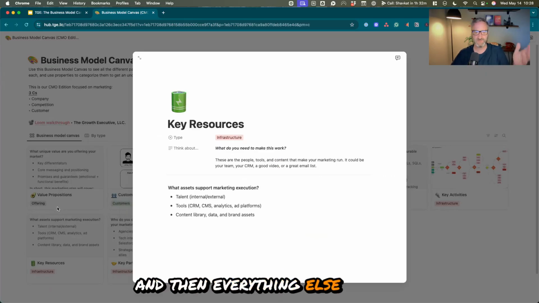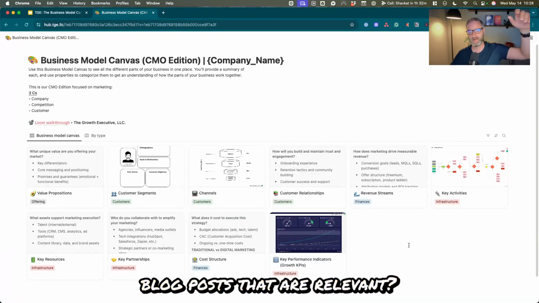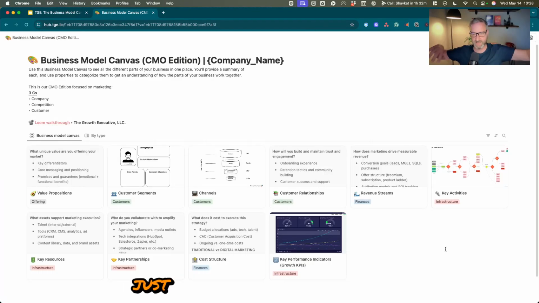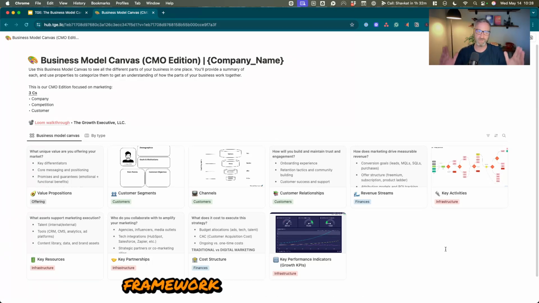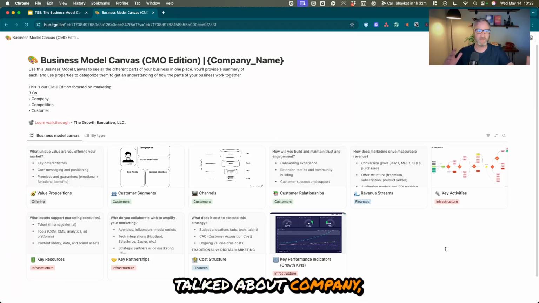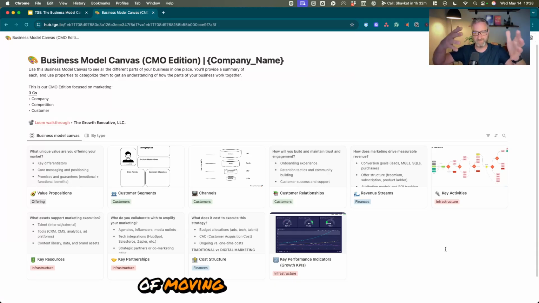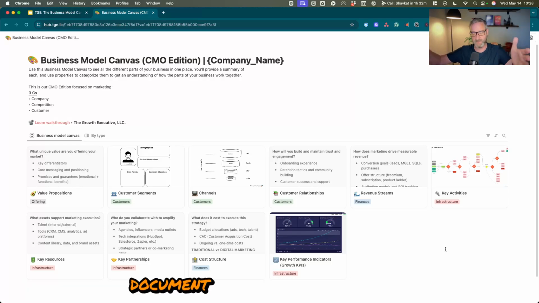And then everything else is just putting resources together. Like, okay, what are all of our blog posts that are relevant? What partners matter? How do we do that? So some of these other pieces just build on from that. Okay. Now the goal here again is to create a very simple framework using the 3 C's we talked about: company, competition, and customer. And then working through the platform of moving that from theory to practice, and taking that through this document and just building on it over time. This is not a static, one time, one size fits all.